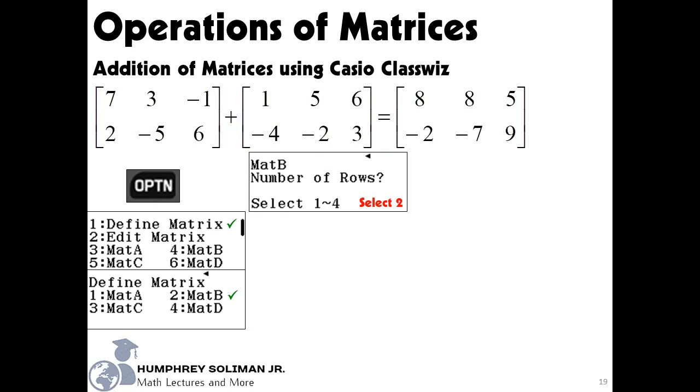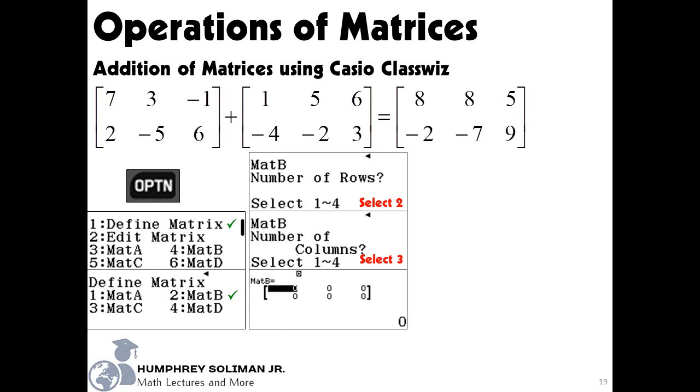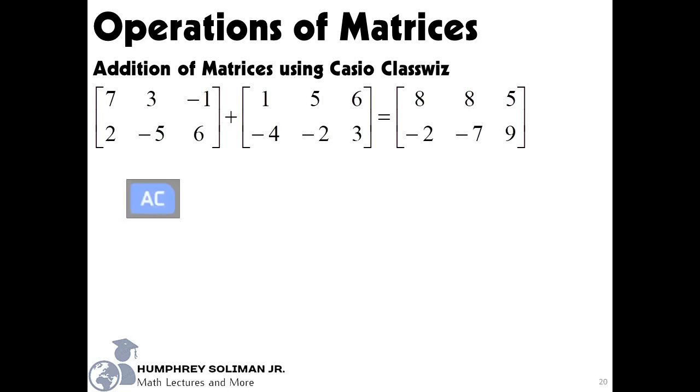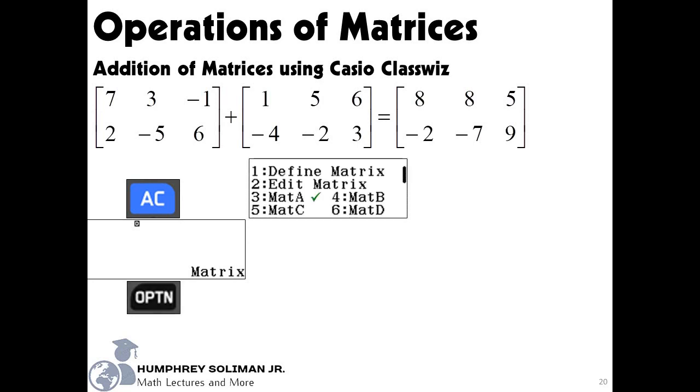Then, input the desired number of rows, select 2. Then, input the desired number of columns, select 3. We are now ready to input the elements of matrix B. You can follow the string of keys here if you like. To perform the addition, press the AC key to clear the screen of the calculator. And then, press the option key, and select 3 for matrix A.